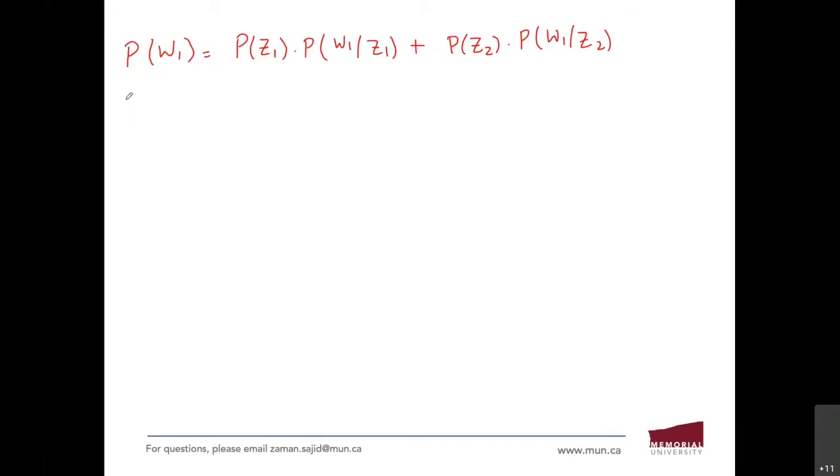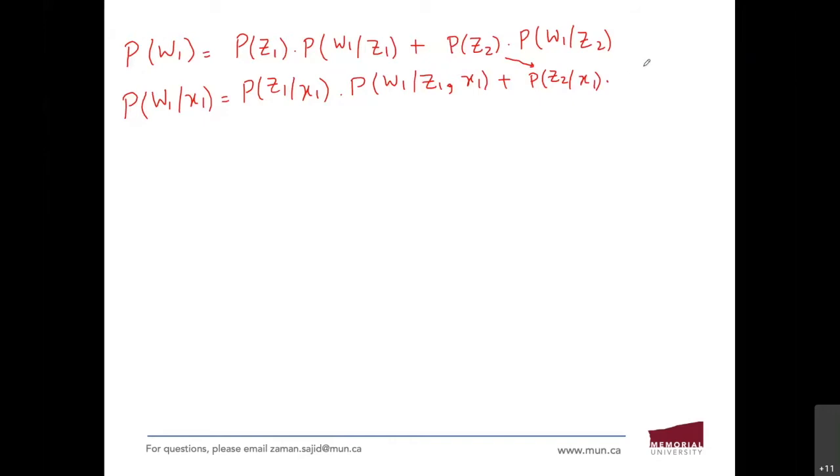So we are interested in finding the probability of W1 given X1. So this turns out to be the probability of Z1 given X1 times the probability of W1 given Z1, and this should be X1, plus the probability of Z2 given X1, because we're interested in X1, it should be X1 here, times the probability of W1 given Z2 and X1. That's what is from the law of total probability.